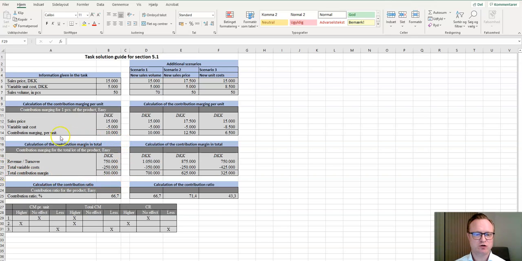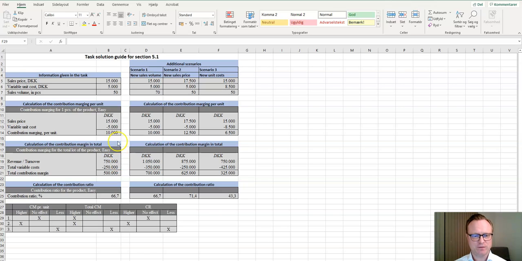In the next table, we will calculate the total contribution margin for all the units, the total batch of products. In this case, it was the 50. So we have the turnover or revenue, which is the combined selling price of all the products. When we multiply the selling price by the sales volume, we get 750,000. If we do the same for the variable cost, we multiply the variable unit cost with the number of units, and we get 250,000. When we subtract the variable cost from the turnover, we get a total contribution margin of 500,000. That is the total sum of money that is left of the selling price, in this case the turnover and the revenue, when we have paid for the cost related to selling the product.